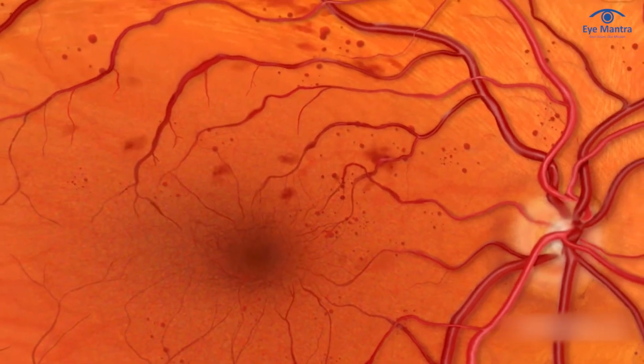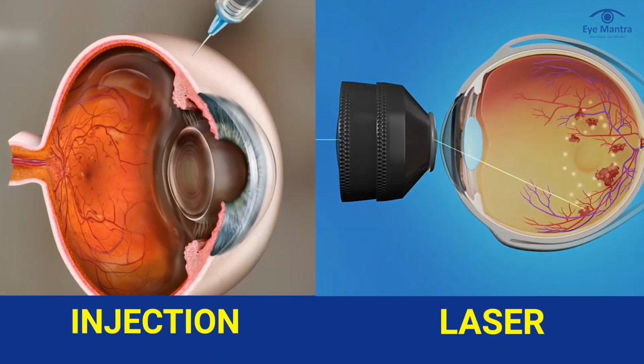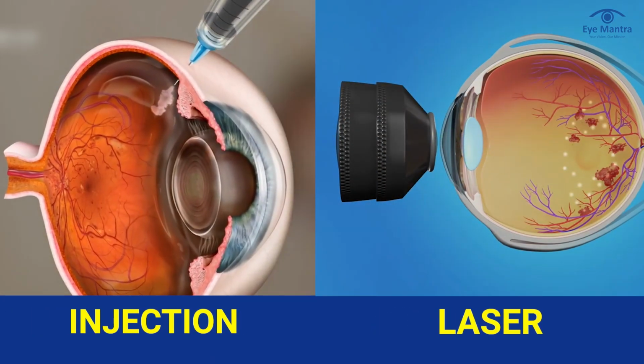Diabetes damages our blood vessels, causing fat and fluid leakage from the blood vessels. Swelling occurs on the retina and fluid starts to accumulate. This leads to blurriness in your eye. In this stage, we mostly treat with injection, laser or a combination of both.